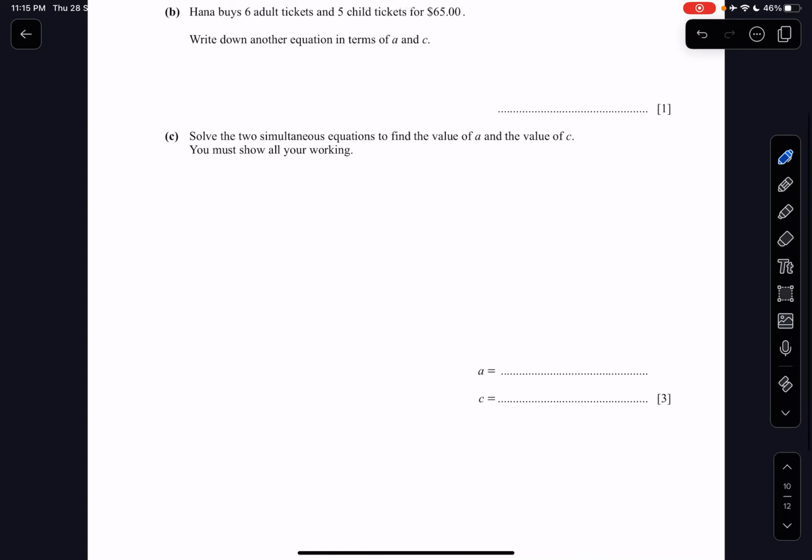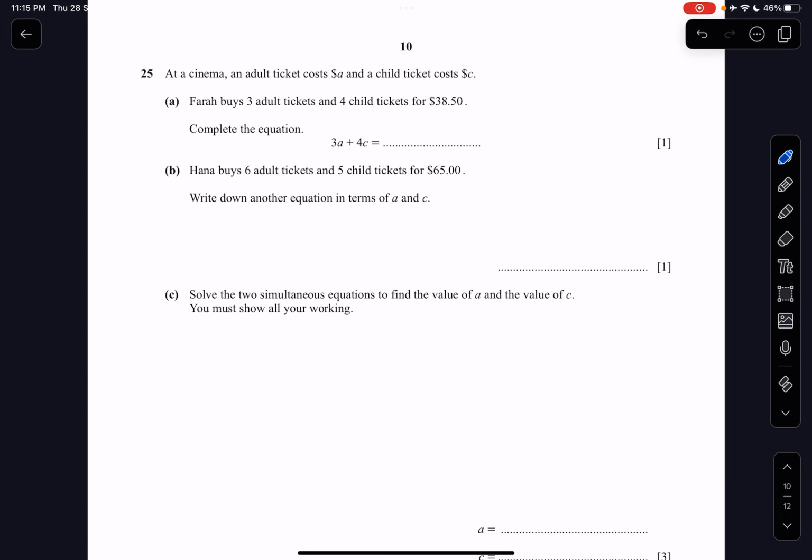Okay, next page. At a cinema, an adult ticket costs $A and a child ticket costs $C. Farah buys 3 adult tickets and 4 child tickets for $38.50. Write down another equation. So this will be a simultaneous equation problem. Now we know that 6 adult tickets plus 5 child tickets will be $65. So we write down another equation, 6A plus 5C equals $65. Solve the 2 simultaneous equations to find the value of A and of C.